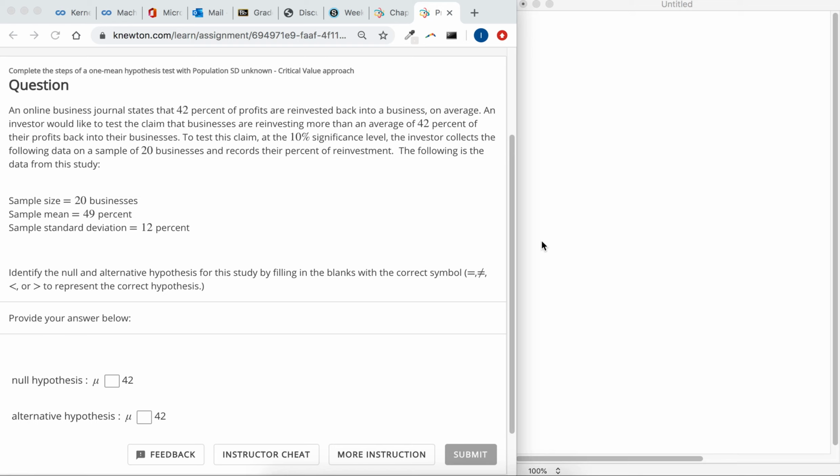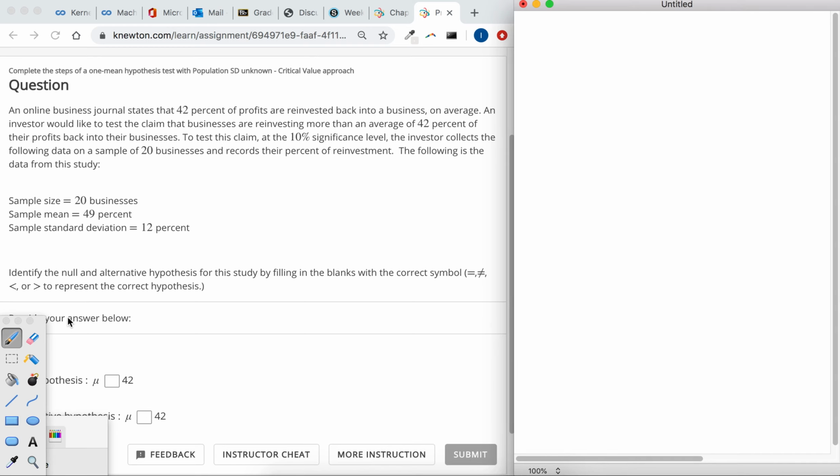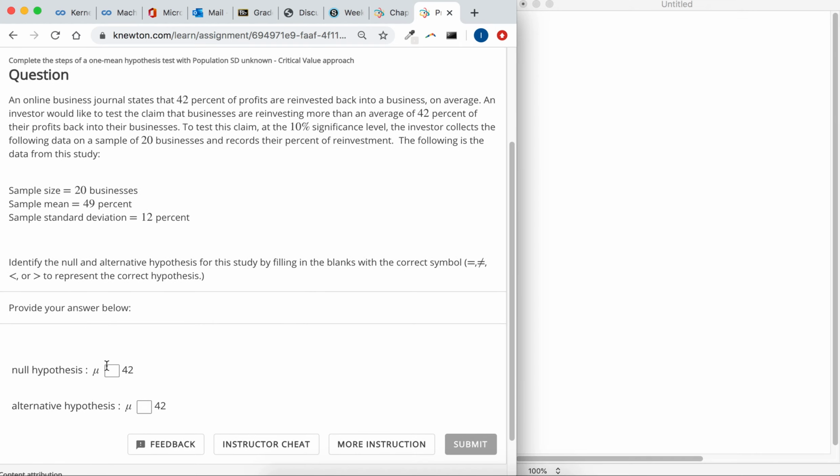So we're supposed to complete the steps of a one mean hypothesis test using critical value. The first thing they're looking for is the null and alternative hypotheses. You need to read the problem and figure out what the researchers are trying to show with evidence to find out the null and alternative hypothesis. The alternative hypothesis is what the researchers are trying to get evidence for.